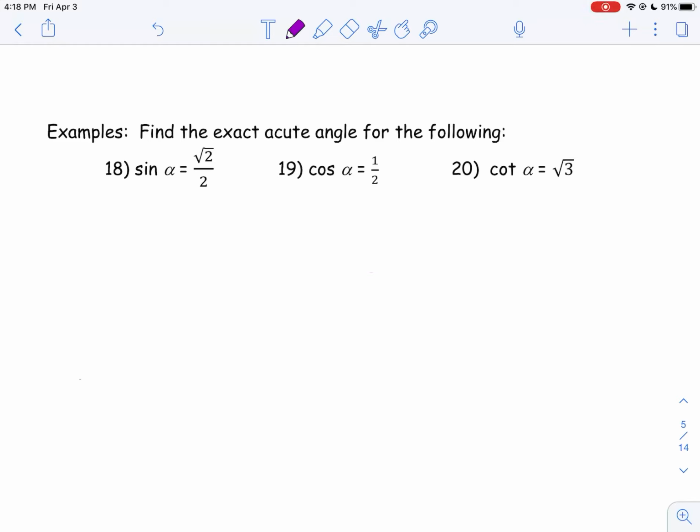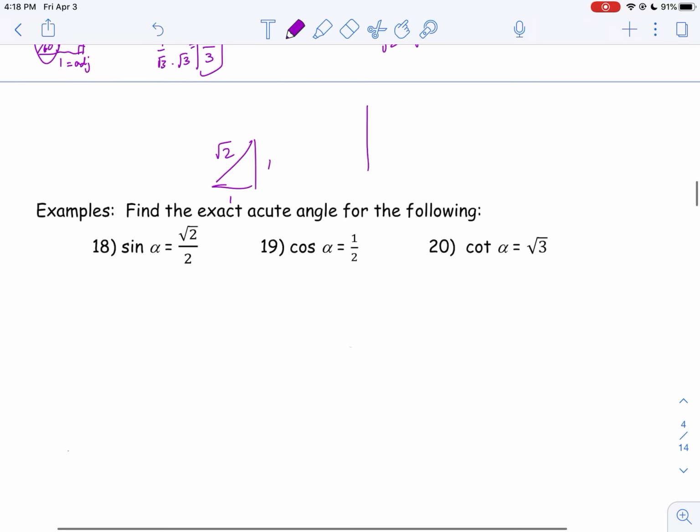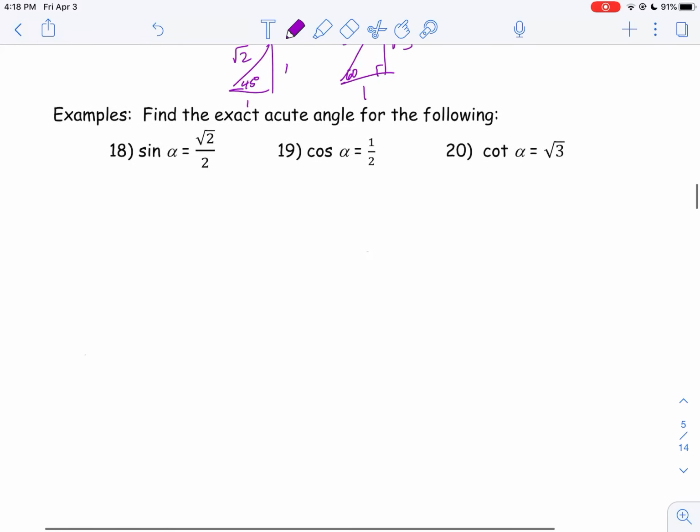Hello, in this video I'll show you how to find angles without your calculator for some special ratios. So if you look here, square root of 2 over 2, 1 over 2, square root of 3, hopefully these are ringing a bell for you, that you're thinking, oh, these are numbers that I saw earlier when I had a 45, 45, 90 triangle, or when I had a 30, 60, 90 triangle. And you're exactly right, they are.